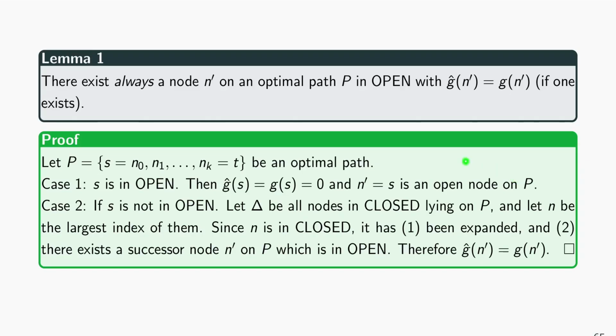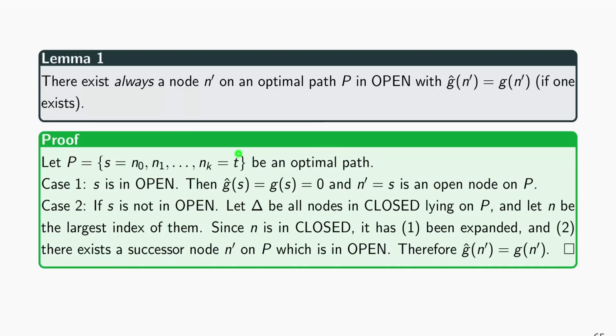So let's start by assuming that we have this optimal path that is known to us, and we just call it n0 and n1 to nk. Because it's an optimal solution path, the first node in the graph needs to be S, and the last node in the path needs to be T.